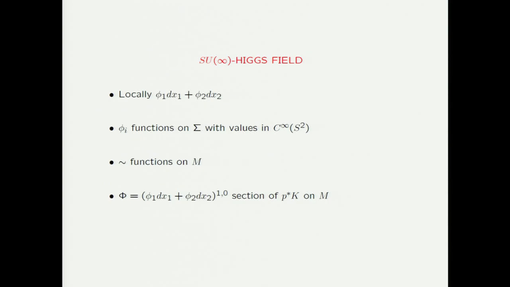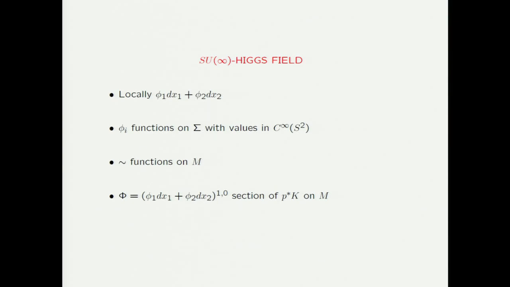So what does a Higgs field look like? Here, this is the real Higgs field. Well, the phi I are supposed to be functions on the base with values in the Lie algebra. And the algebra is functions on the fiber, so essentially we're just looking at functions on this four-manifold M.